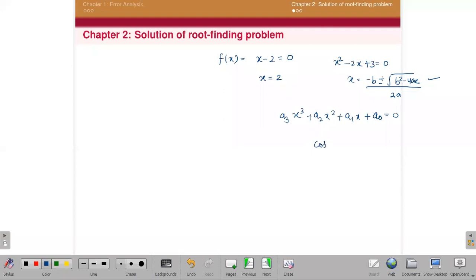Suppose you have cos x minus 2 e raised to power x plus sin x is equal to 0. How to find the root of this type of problem? You don't have any analytic method, which would give you the exact solution for this type of problem. But that's why we have numerical analysis. So we will use numerical techniques to solve these types of problems.